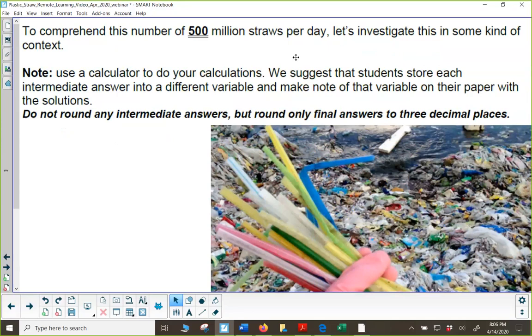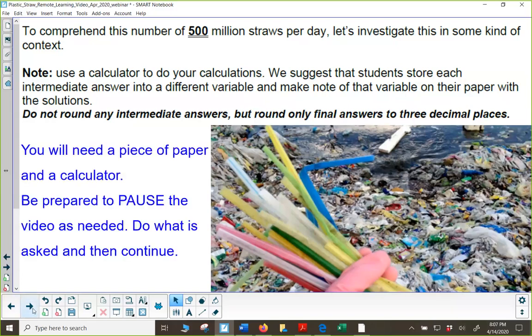They're trying to get you to think about what these large numbers mean in context and do some good mathematics and problem solving. So one of the things that I have on the student PDF is that students should use a calculator to do their calculations. It doesn't matter what kind. I prefer an 84 Inspire. You could do a scientific calculator, but with the 84 Inspire, I want students to store their intermediate answers into a different variable and make note of that variable on their paper in the solutions. I want them to keep as many significant digits as they can. And we're not going to round any intermediate answers, but only round final answers to 3 decimal places. That's going to be our rule. That way, everybody should be getting the same numbers. So I know you're not messing up here.